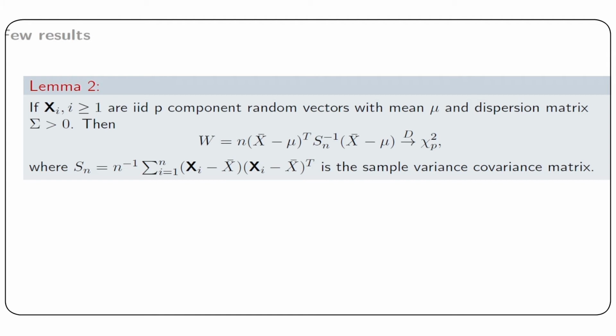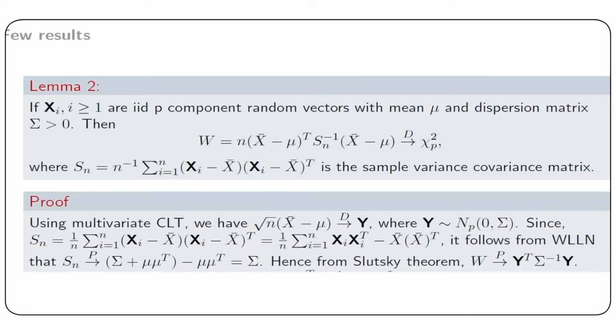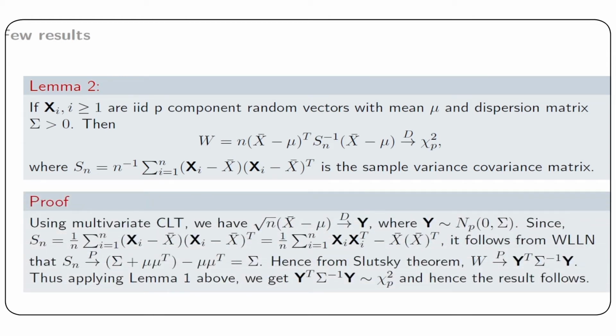So for a proof, first of all we use the multivariate CLT. Then, since the X_i are different vectors which are IID, we can say that square root of n times (X bar minus mu) converges in distribution to some random variable Y, where Y has a p-variate normal distribution with mean vector 0 and dispersion matrix sigma.